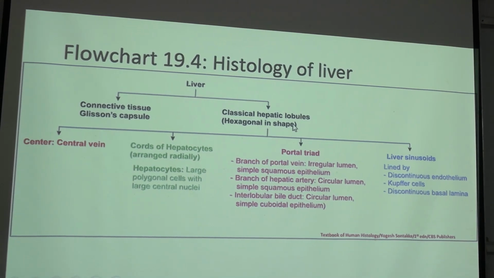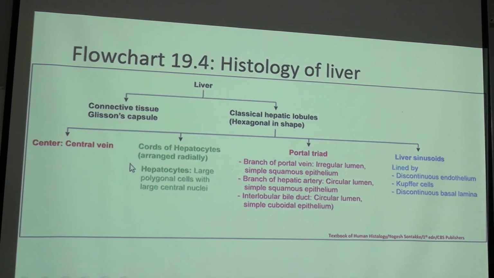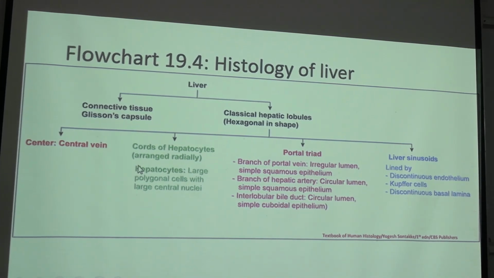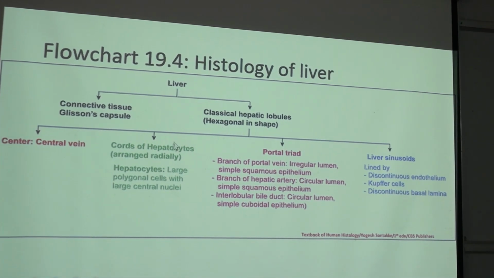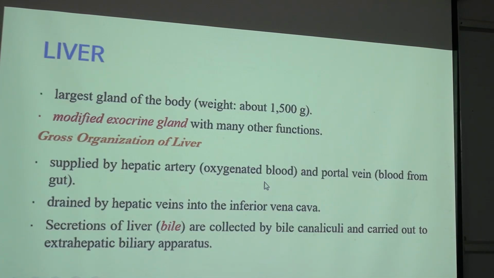How are these hepatic lobules placed? We have a central vein, and from the central vein we have radiating cords known as hepatocytes, cells arranged radially and moving towards the angles of the hexagons. The angles of the hexagon are fitted with structures we call the portal triad, which has three structures: a branch of the portal vein, a branch of the hepatic artery, and the biliary ducts, the interlobular bile ducts, right? And the space between these hepatocytes we call the hepatic sinusoids. So this is the basic architecture that we have agreed on.